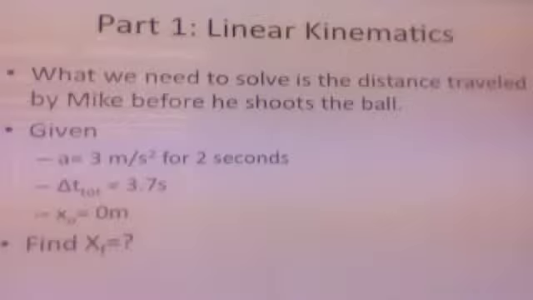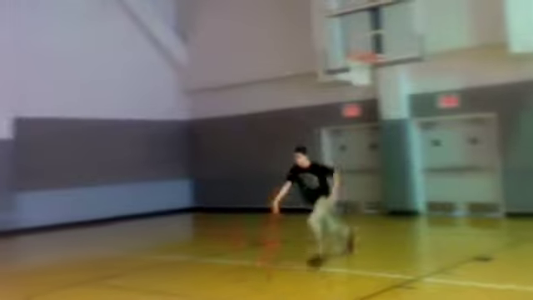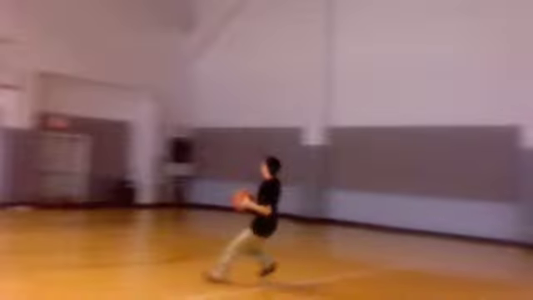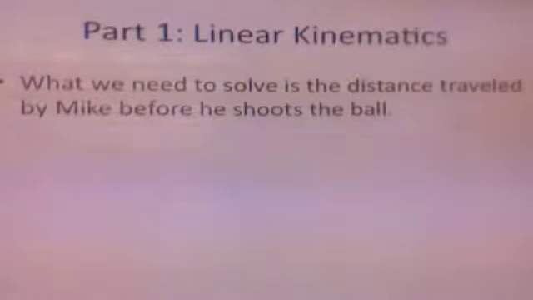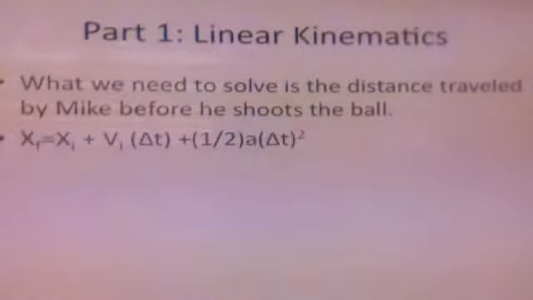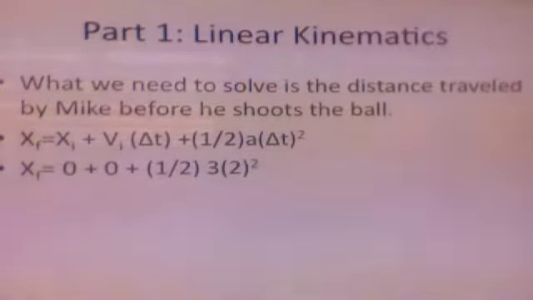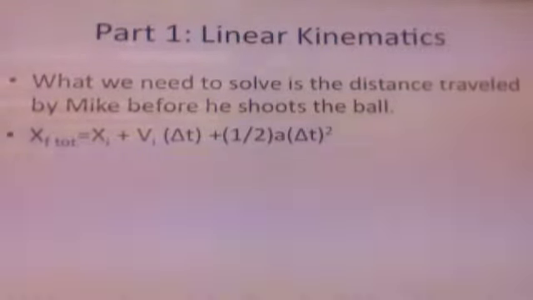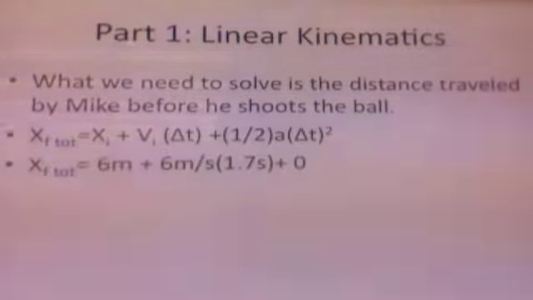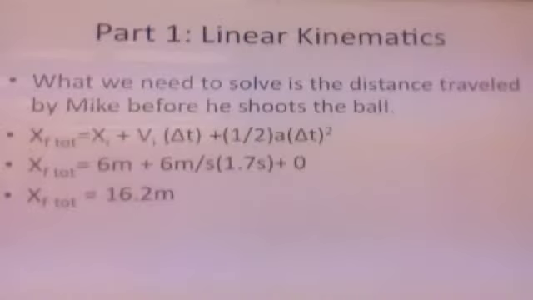Here's a look at Mike's motion again. To figure out the total distance traveled, we had to find Mike's displacement while he was accelerating, and add it to his displacement when he had constant velocity. For his accelerated motion, we used one of our kinematics equations to calculate his displacement to be 6 meters. For the time while he has constant velocity, we use the same equation as before, but set his acceleration equal to 0, his initial position to 6 meters, and his change in time to 1.7 seconds. We found that his total displacement was 16.2 meters.